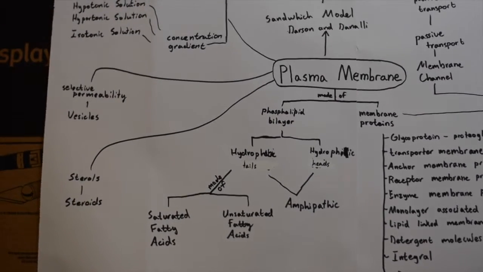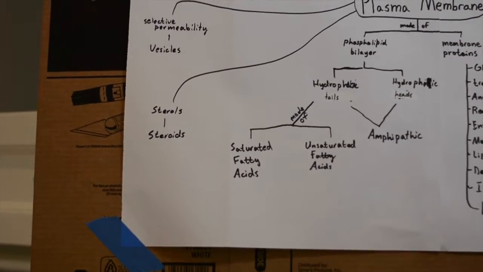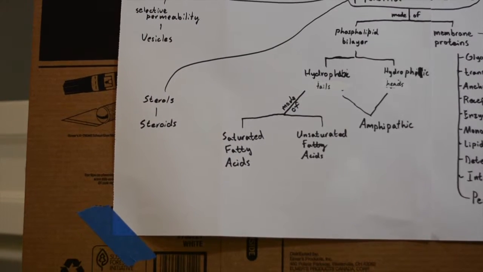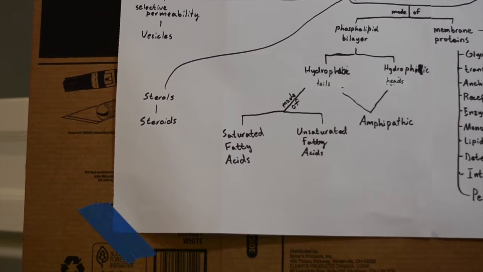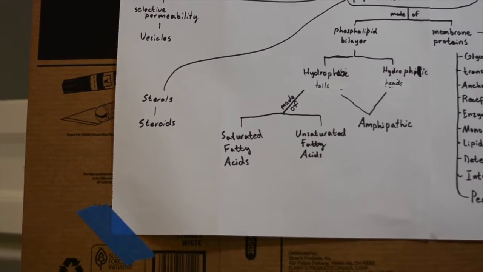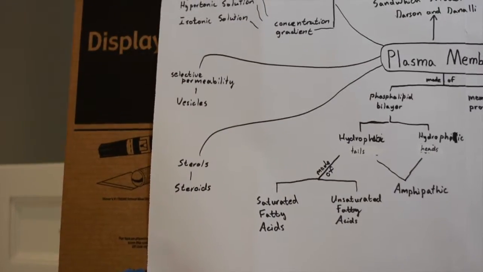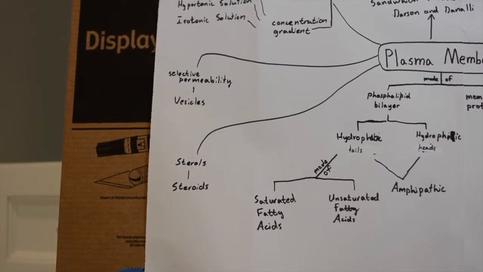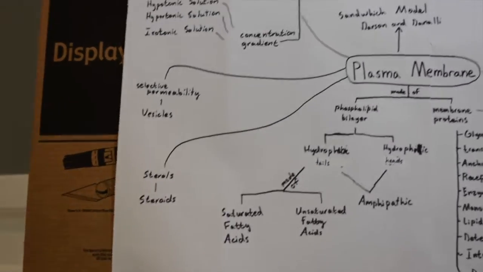If we go back to the plasma membrane, we will see the strand that says sterols, and it is made up of certain sterols and steroids. Steroids is right underneath sterols because sterols are like a subunit of steroids. And then also the plasma membrane has selective permeability, and the way things get transported and pass through is through vesicles.